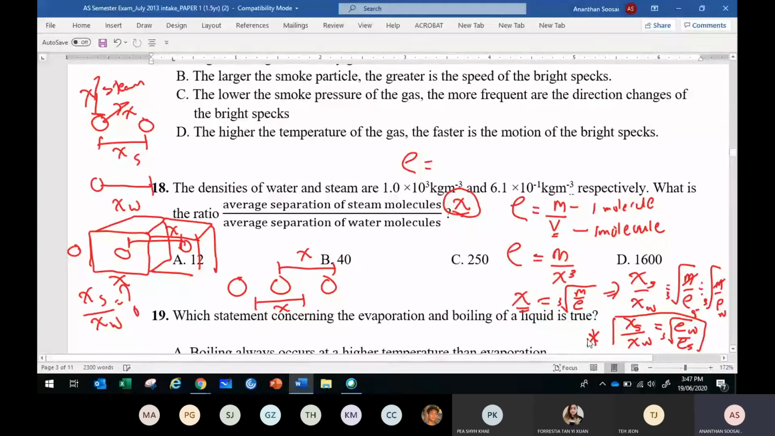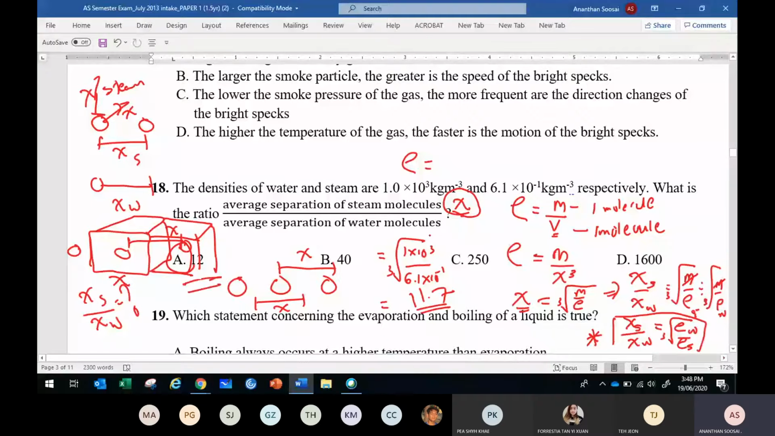So now can you get the answer? The ratio of the average spacing of steam to that of water is the cube root of density of water over density of steam. So what is the density of water? It's 1 times 10 power of 3. The density of steam is 6.1 times 10 power of -1. Cube root, what do you get? Anyone? What answer did you get? 11.7. Okay, so it's 11.7. Good, thanks. Therefore, A is the answer.